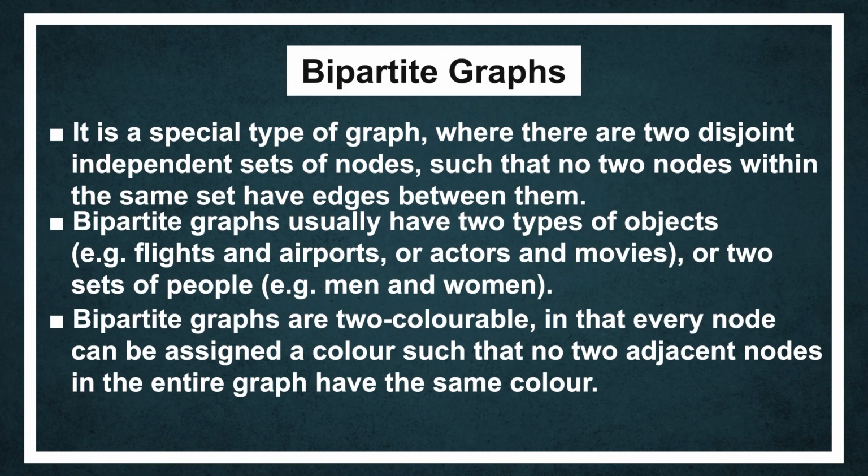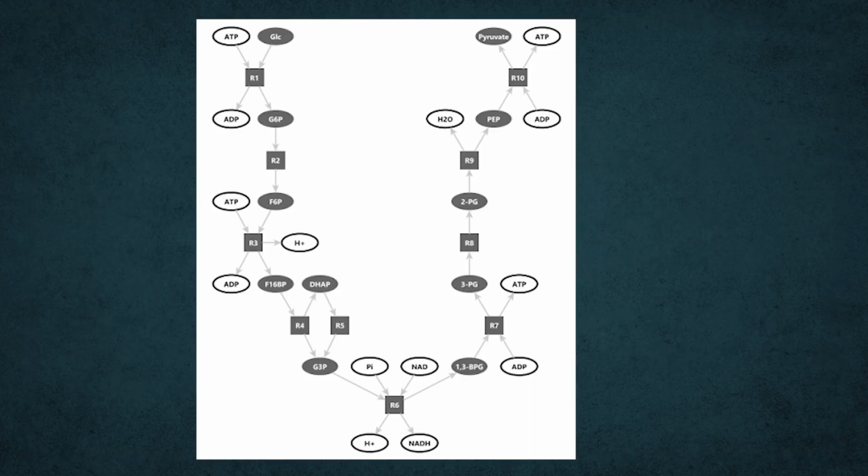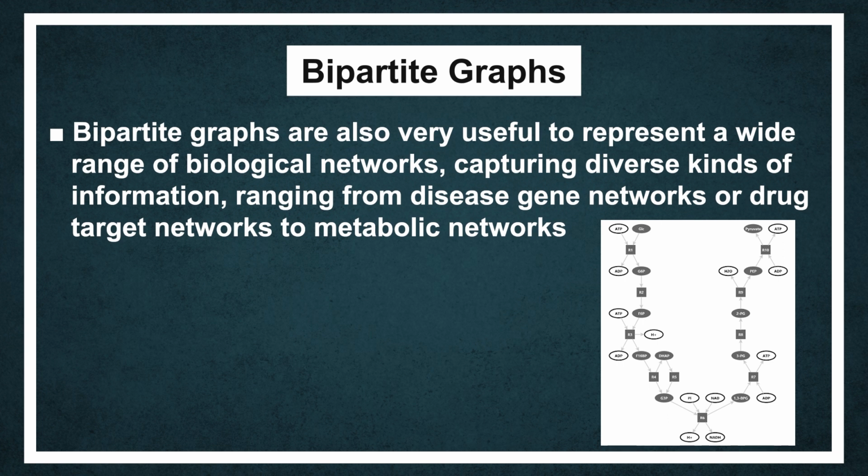Bipartite graphs are two-colorable in that every node can be assigned a color such that no two adjacent nodes in the entire graph have the same color. It is also helpful to think of it in terms of shapes, a graph of squares and ellipses, where no ellipse is adjacent to another ellipse and no square is connected to another square. Bipartite graphs are also very useful to represent a wide range of biological networks, capturing diverse kinds of information ranging from disease-gene networks or drug-target networks to metabolic networks.